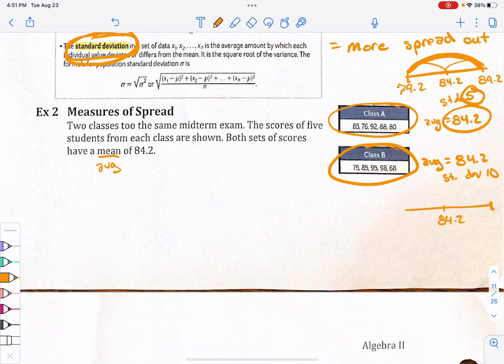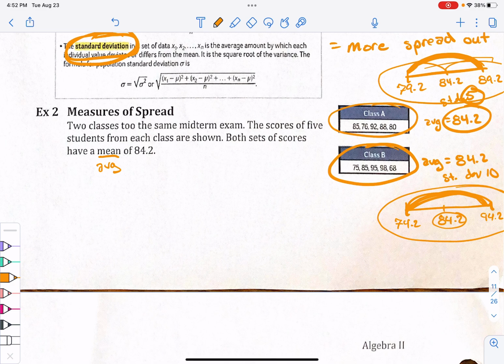If it has a standard deviation of 10, I would add 10 to 84.2, which is 94.2, and I would subtract 10, which is 74.2. So I would say the majority of the values are going to be between 74.2 and 94.2. This is a lot wider range than this one, okay? So that means in Class A, these scores would be closer together, versus Class B, which is more spread apart, if that makes any sense, okay? So that's the information that we have on standard deviation.